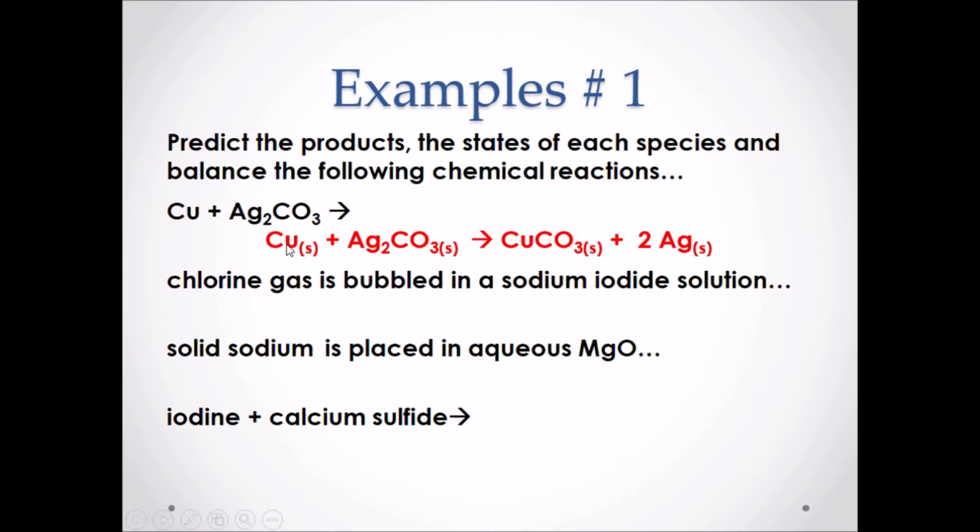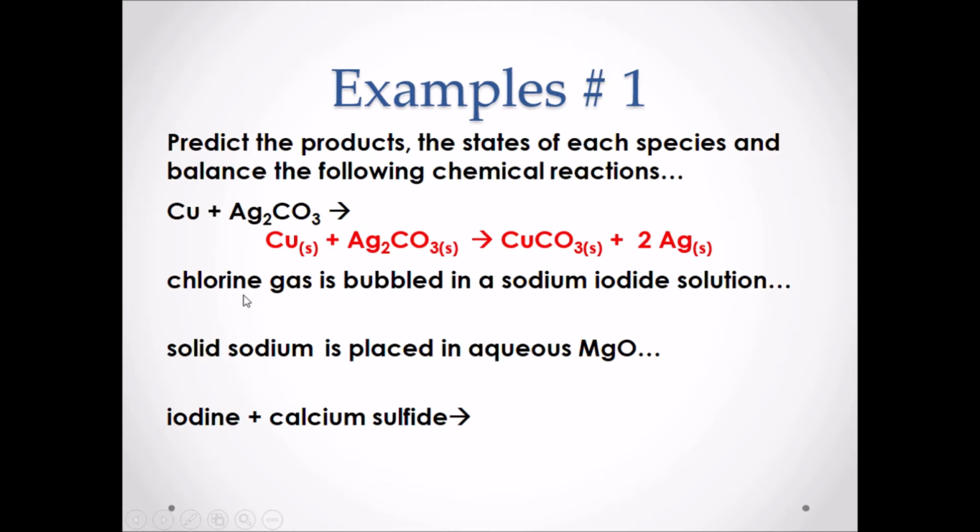We have copper, which is a metal, a solid by itself. And we also have Ag2CO3, which is an ionic compound at room temperature. Therefore, it is also a solid. CuCO3, again, an ionic compound at room temperature, is a solid. And then finally, silver is a metal by itself, it is a solid. Finally, we just have to balance the chemical equation.